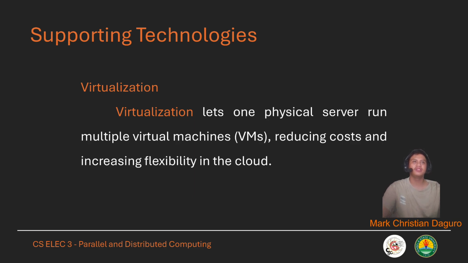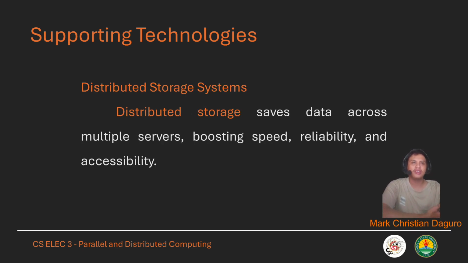So an example of this is AWS EC2, which runs multiple VMs on one server. Next is the distributed storage system. It stores data across many servers, not just one, and increases speed, reliability, and access. An example of this is Google File System.